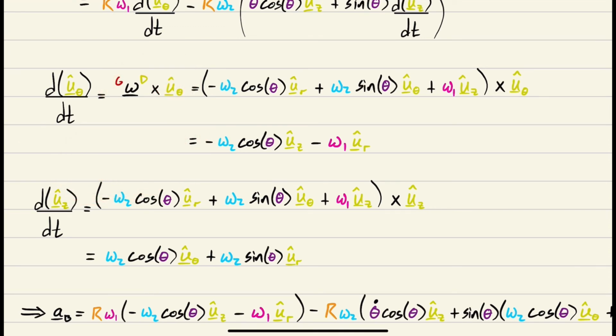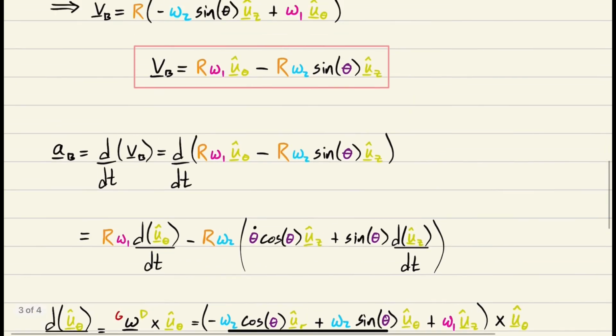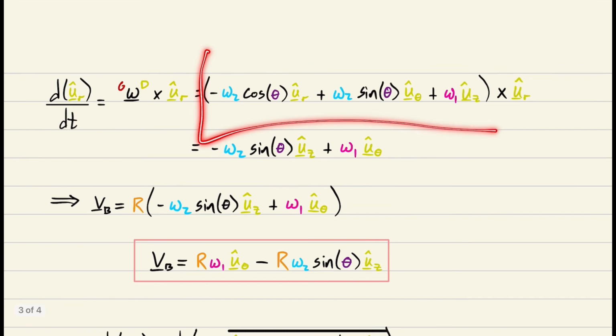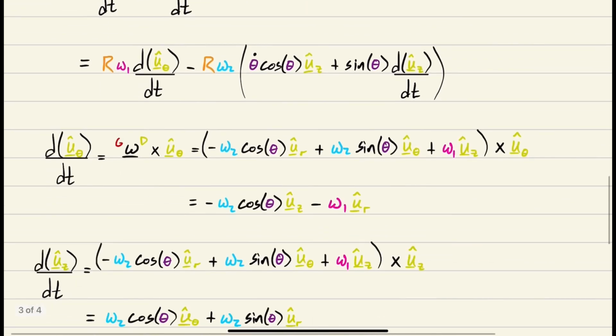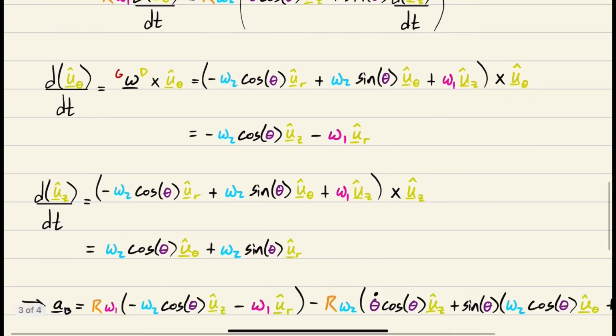So we're just going to copy and paste again, right? The absolute angular velocity of d in g, we did that up here already. That's this term. So I'm just going to plop it right here. Boom. And we're crossing it with u theta. And then we do the cross product. ur crossed with u theta is uz. U theta crossed with u theta is 0. uz crossed with u theta is negative ur.